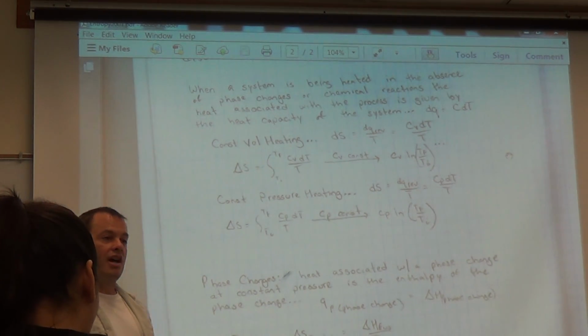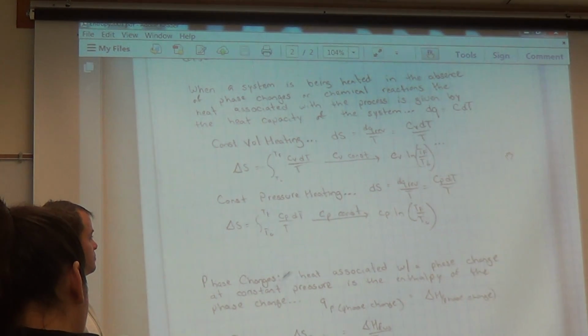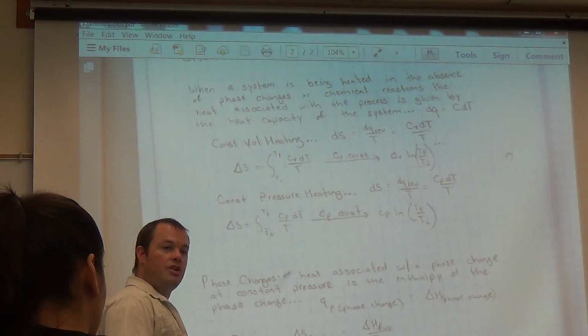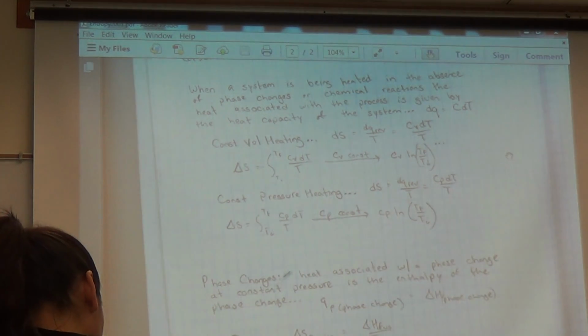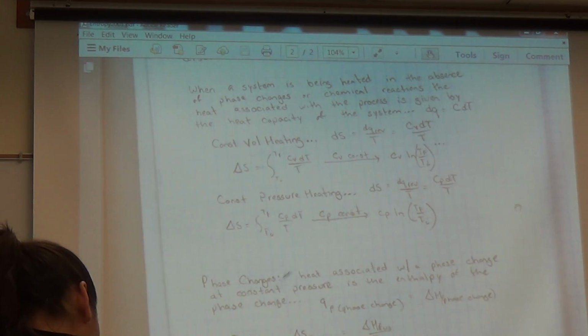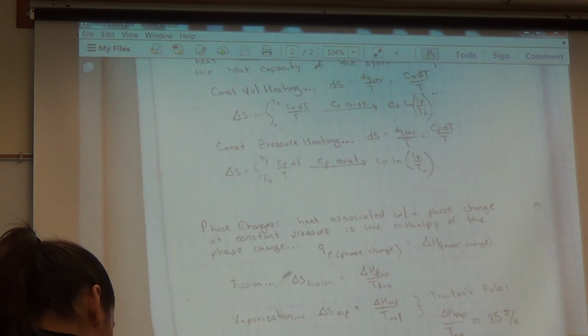C natural log of T final over T initial. Yeah? So we've got volume changes that result in an increase in entropy. We've got temperature changes or energy changes that result in an increase in entropy.